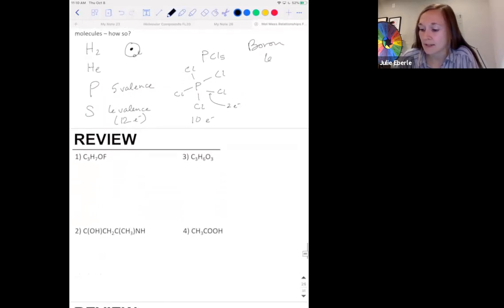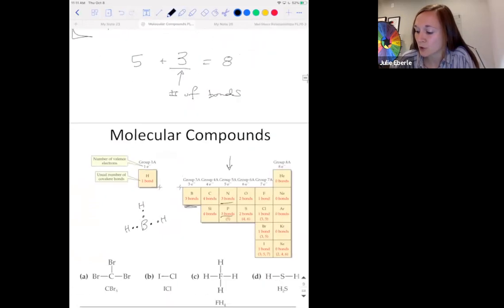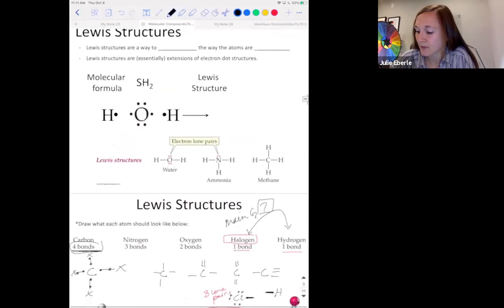All right. So now we're going to do some review with Lewis structures. So let's start with number 1. I want you to take a minute. I'm gonna flip over to the rules. I'm gonna remind you of the rules for drawing Lewis structures really quick. They are right here.